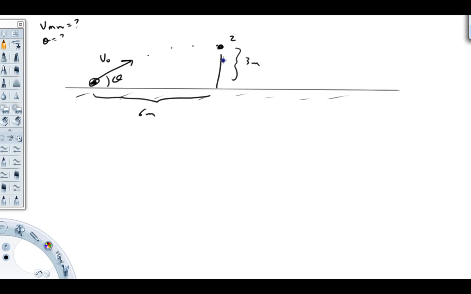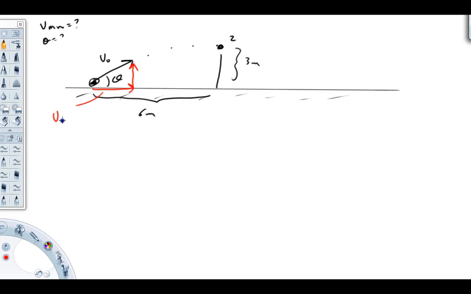I'm getting this problem, number 12-86, out of the Hibbeler textbook for dynamics. All right, in order to work this problem, the first thing we want to do is break the velocity vector down into horizontal and vertical components. This is what we always do in projectile motion.